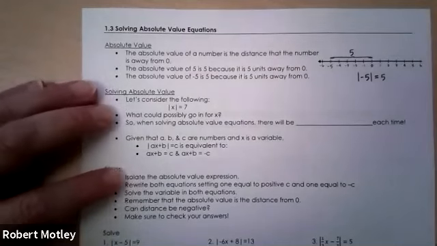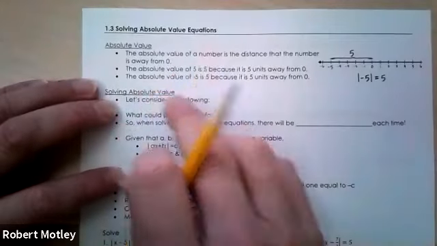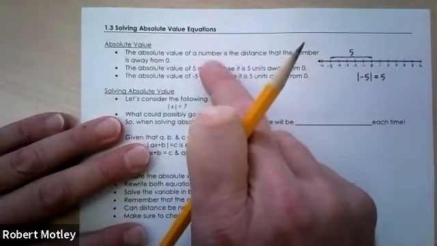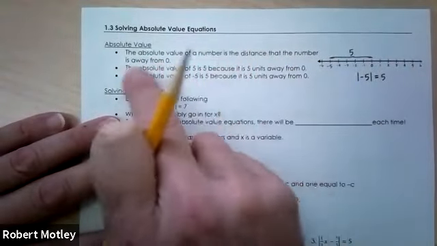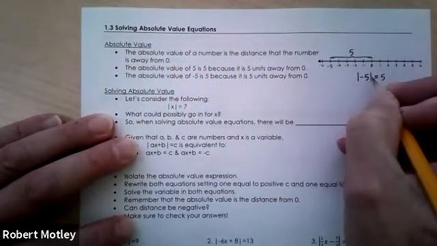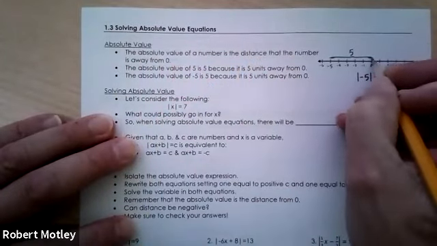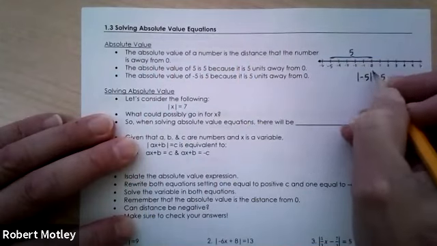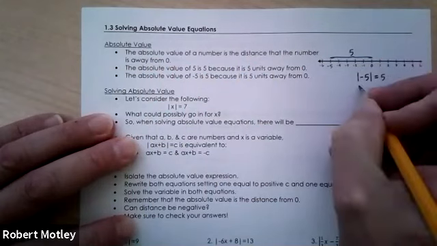All right, so with lesson 3 here, we're going to talk about absolute value equations. The absolute value of a number is the distance that number is away from zero. So that's why the absolute value of -5, well, from zero, that would be 1, 2, 3, 4, 5. So that's why the absolute value of -5 is always 5.